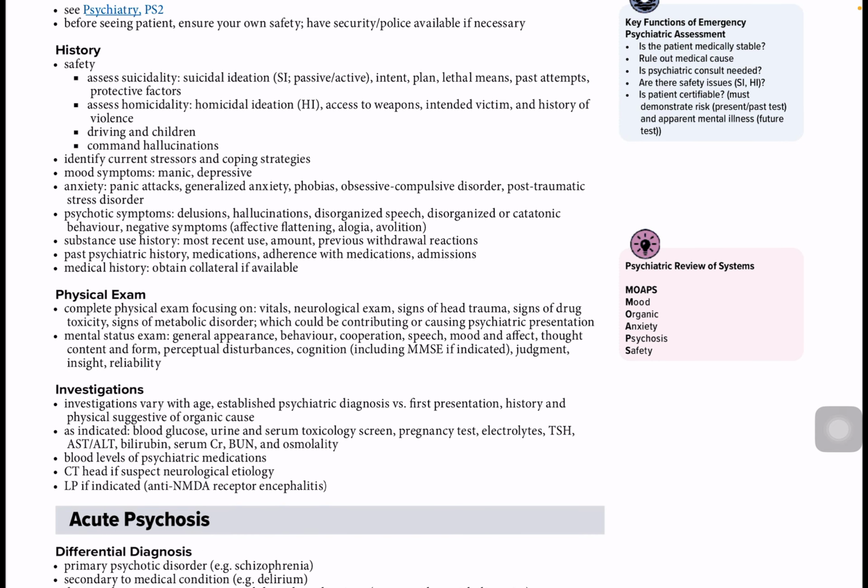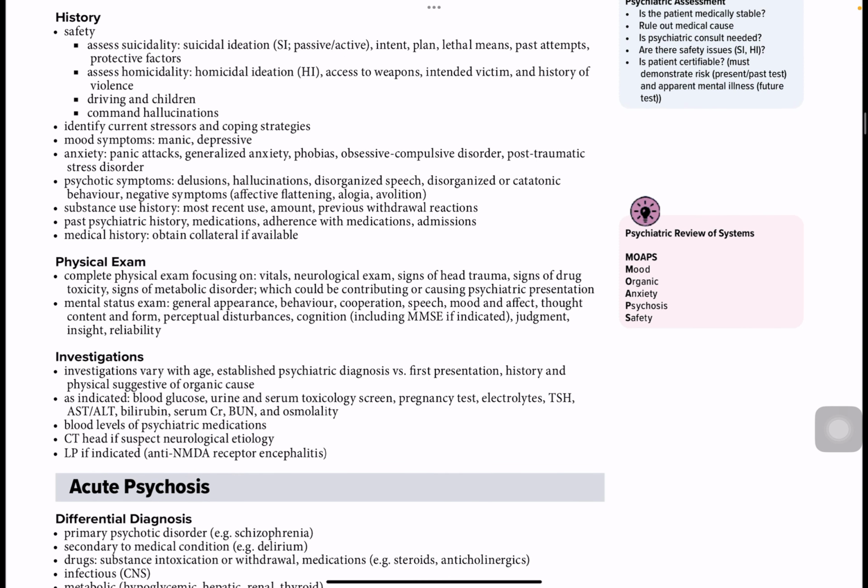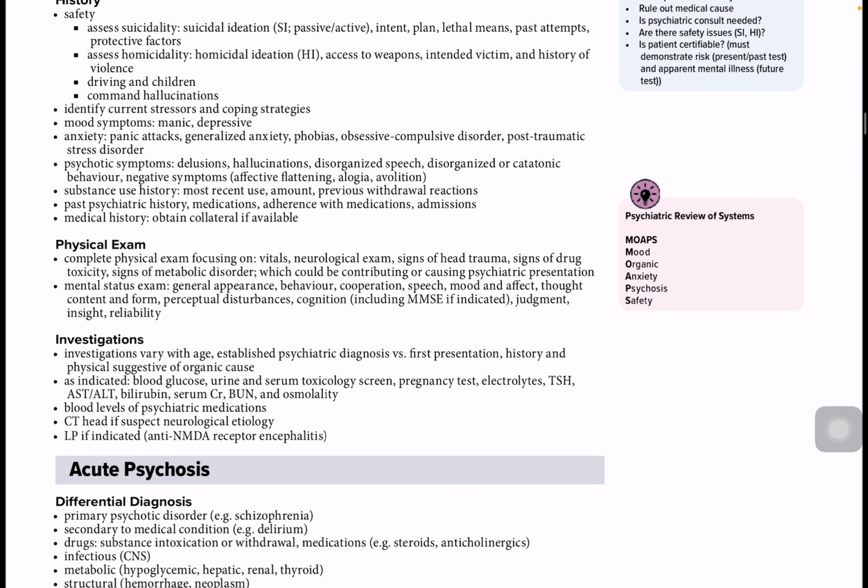Mood symptoms, whether the patient is depressive or manic. Anxiety, panic attacks, generalized anxiety, phobias, OCD, post traumatic stress disorder. Psychotic symptoms. Now, what are the psychotic symptoms that you're going to look for? Delusions, hallucination, disorganized speech, disorganized or catatonic behaviors. Negative symptoms, affective flattening, alogia, and avolition. Okay, alogia is when the patient does not speak, he's speechless. Avolition is like he would not really interact with anyone and he would just be by himself.